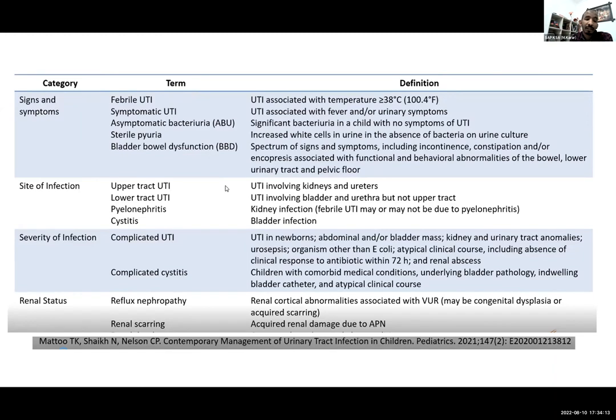Severity of infection, you might find in some literature terminology like complicated UTI, and it means that we have UTI either in a newborn or a UTI with atypical clinical course, including absence of clinical response to the antibiotic within 72 hours, abdominal or bladder mass, abnormalities in the kidneys and urinary tracts, or all these UTIs will need to be considered as complicated UTI. Complicated cystitis, these are patients who have sterilization and a lot of surgical interventions.